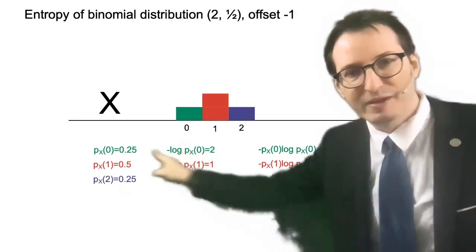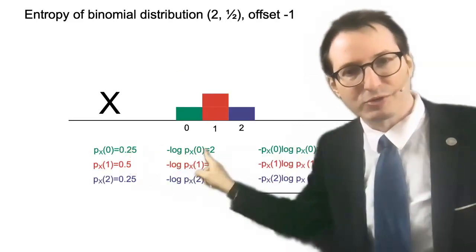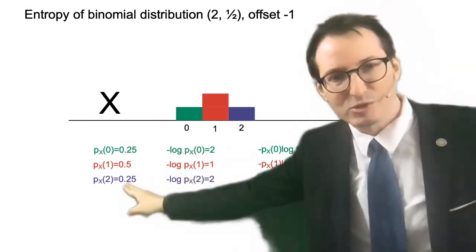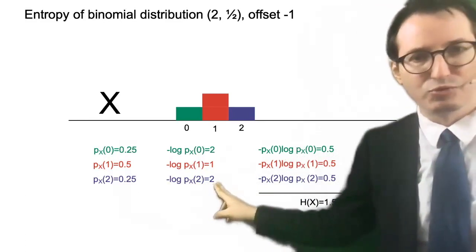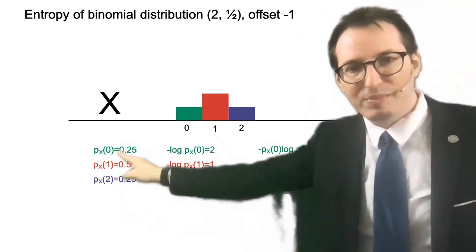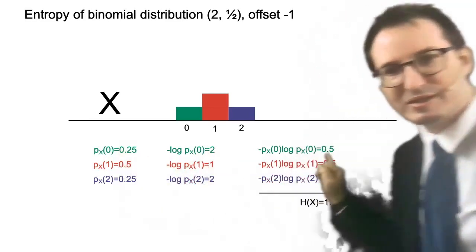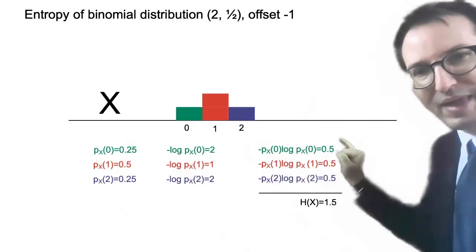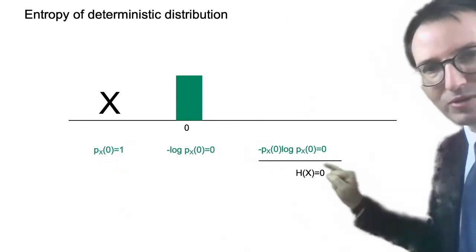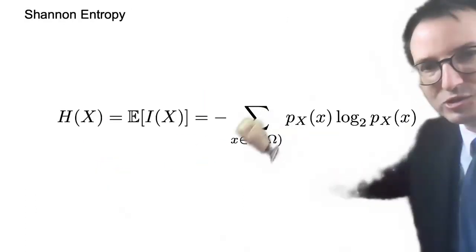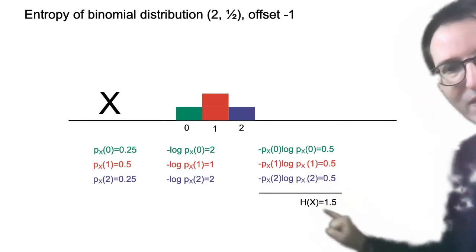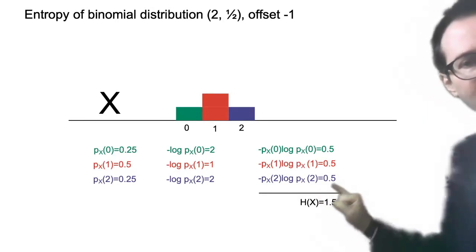So the minus log p of a quarter is 2, minus log p of a half is 1, and minus log p of a quarter is 2, right? Now I multiply this times this, this times this, this times this. So that gives me the minus p log p's, right? 0.5, 0.5, 0.5. And I take the sum. Again, that's my sum right here. I sum over all possibilities. That gives me 1.5. What does that tell me?